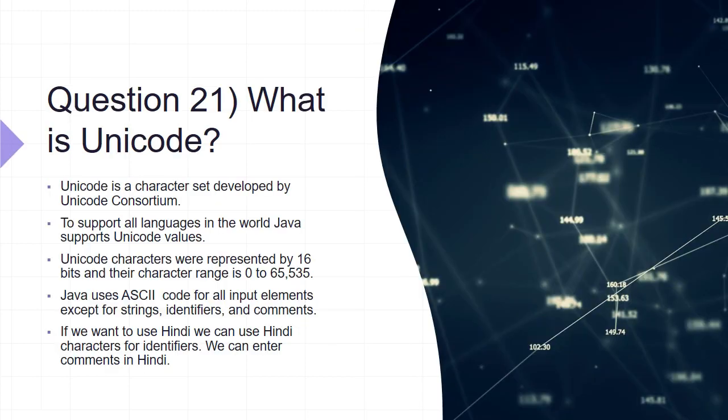Question 21. What is Unicode? Unicode is a character set developed by the Unicode Consortium. To support all languages in the world, Java supports Unicode values. Unicode characters are represented by 16 bits and their character range is 0 to 65,535. Java uses ASCII code for all input elements except for strings, identifiers, and comments. If we want to use Hindi, we can use Hindi characters for identifiers. We can enter comments in Hindi.